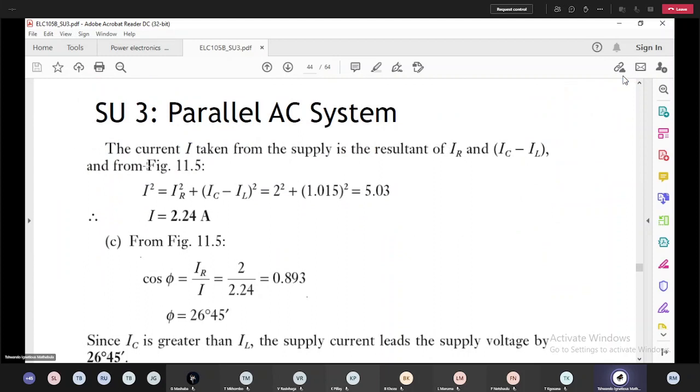So we can then find what the total current is by simply saying I squared, which is the total current, is equal to I_R squared, that is the current through the resistor, squared, plus the resultant current, which we have just calculated, squared. And if we then substitute that into this equation, we know what IR is, we know what IC minus IL is, we have just calculated it. We find that the total current, the magnitude of the total current really, is 2.24 amps.